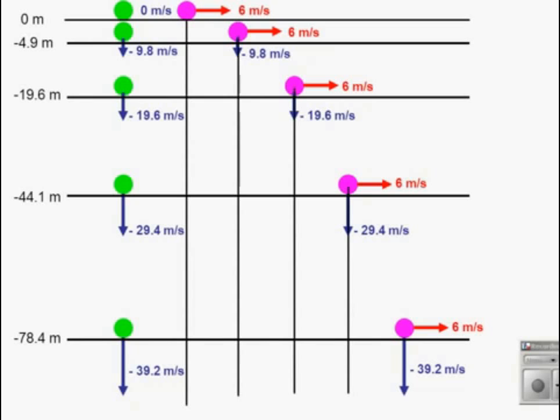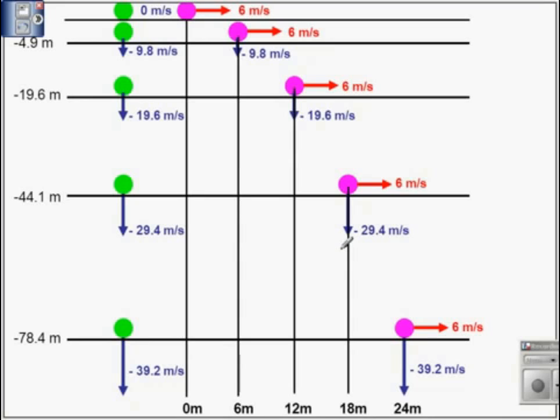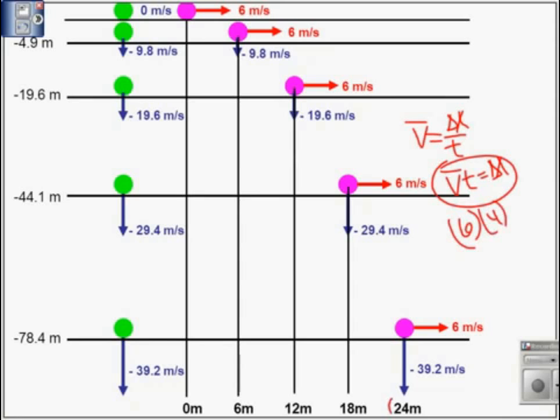So where would that ball be? Well, if we started out at 0 meters, it's going 6 meters per second as it moves to the right. It takes 4 seconds for that ball to strike the ground. And if it's in the air for 4 seconds, we can say average velocity is displacement divided by time, or average velocity times time is displacement. In this case, it would be 6 times 4, or 24 meters. It's 24 meters to the right when it lands. If it was 100 meters per second to the right, then it would be 400 meters to the right.